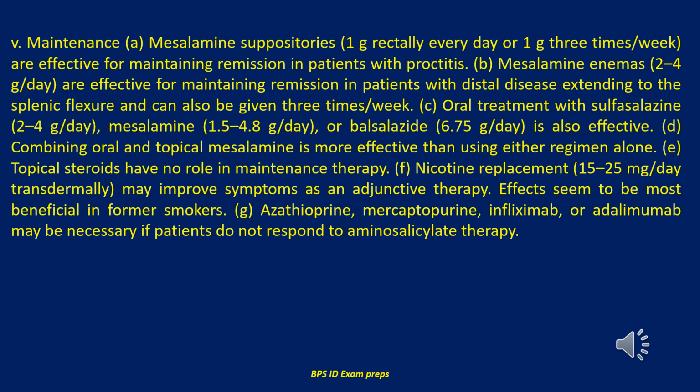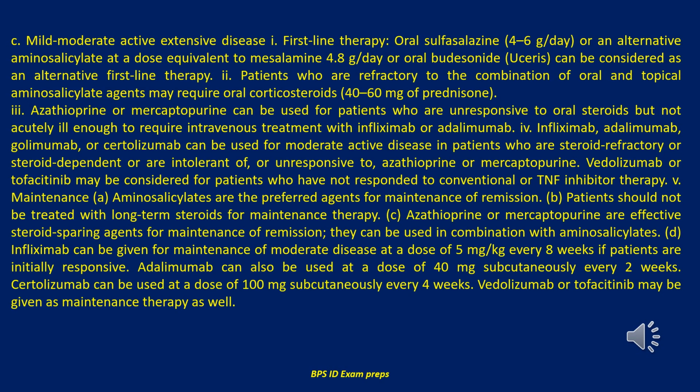G. Azathioprine, mercaptopurine, infliximab, or adalimumab may be necessary if patients do not respond to aminosalicylate therapy. C. In mild to moderate active extensive disease: 1. First-line therapy is oral sulfasalazine dosed at 4 to 6 grams per day, or an alternative aminosalicylate at a dose equivalent to mesalamine 4.8 grams per day, or oral budesonide, Uceris, can be considered as an alternative first-line therapy.